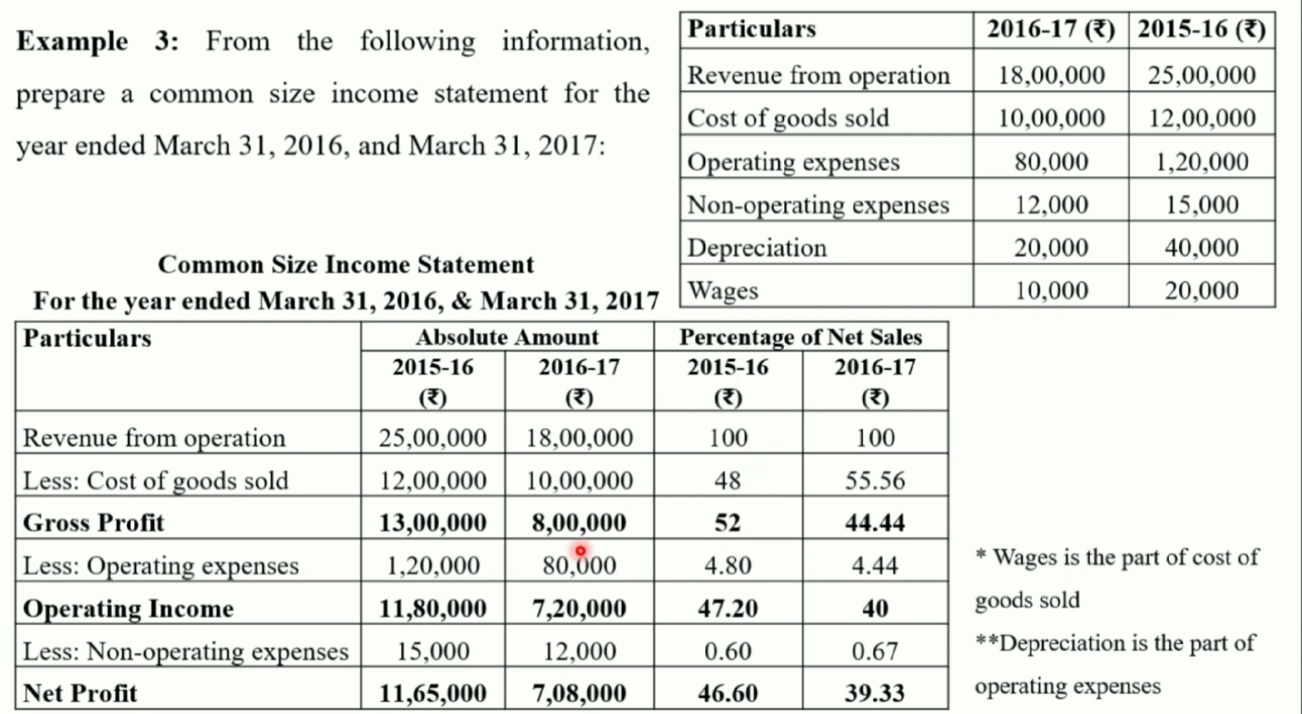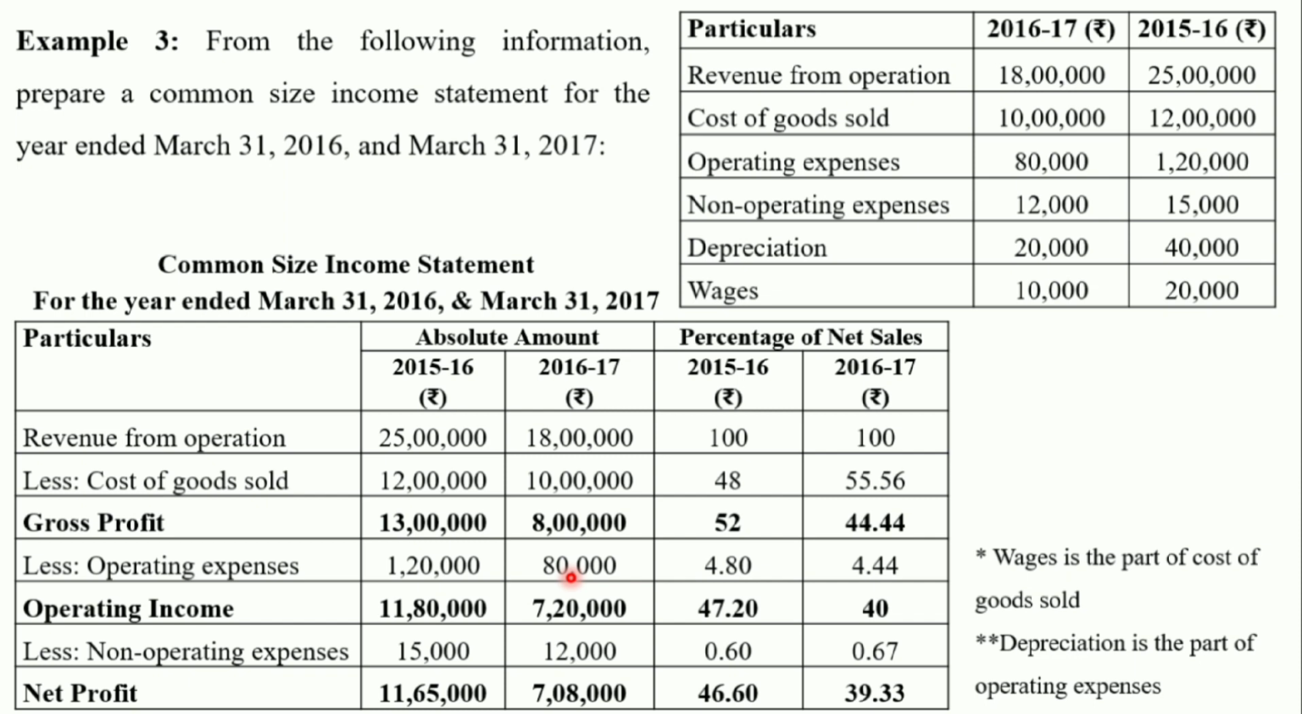Okay, what will be the interpretation? See, the cost of goods sold has increased from 48 to 55.56% from previous year to current year. But gross profit, operating income and net profit have decreased from the year 2015-16 to 2016-17. What does it indicate? It indicates unfavorable operating efficiency of the company. That is the interpretation of this common size income statement.